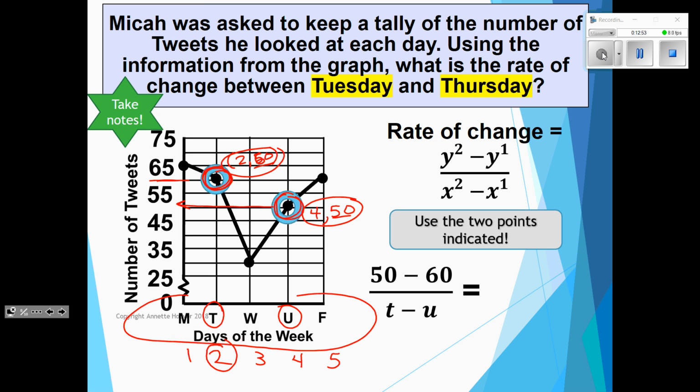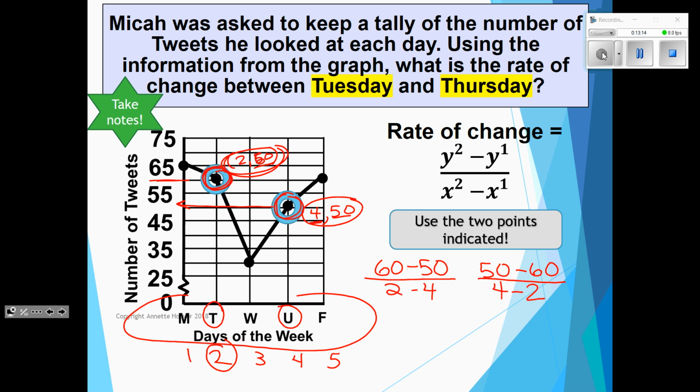Let me back that slide up just a little bit. You can do it either way. You can either do 60 minus 50, and if I do the 60 first up here, then I have to do the 2 first, so that'd be 2 minus 4. Or you could reverse it, and you could go 50 minus 60. But if you do the 50 first, then you have to do the 4 first with the x's. Either way, you're going to have 10 divided by negative 2, or negative 10 divided by 2, both of which result in negative 5. So 5 fewer tweets per day.